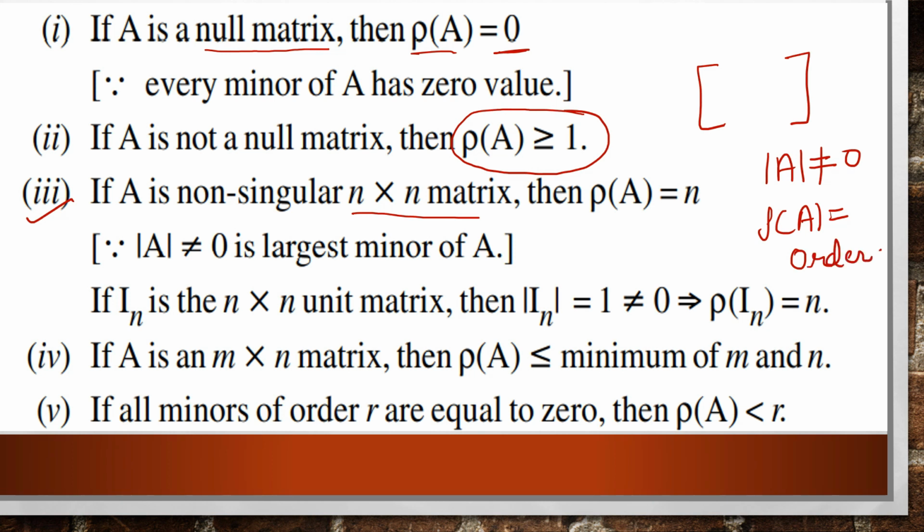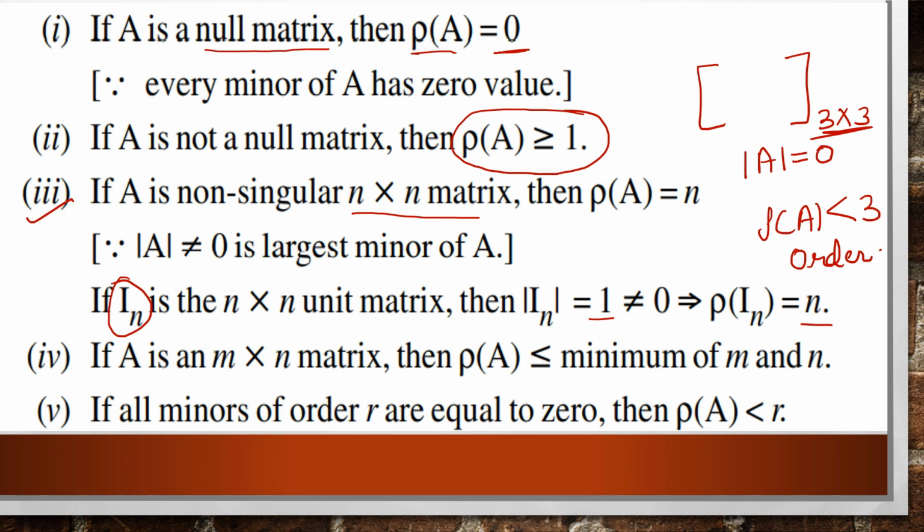Similarly, if you have a singular matrix, let's say any matrix of 3 cross 3, and this is singular. Singular means the determinant of that matrix is 0, then the rank will be less than 3, meaning the rank will be less than the order of the matrix. Next, if you have any identity matrix, then its determinant will be 1, so the rank of an identity matrix is equal to the order.